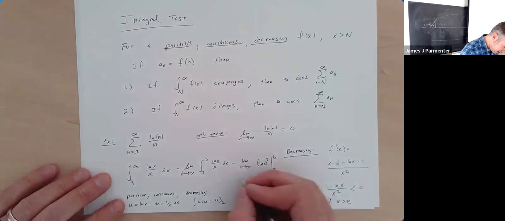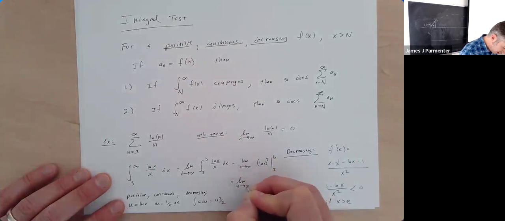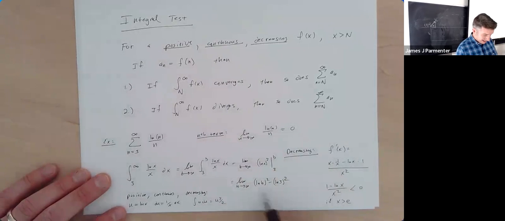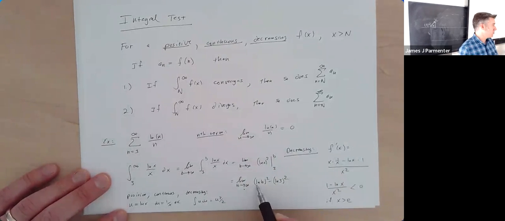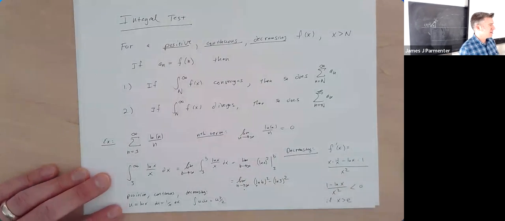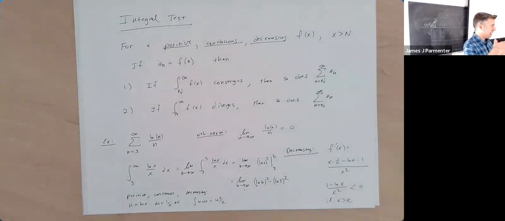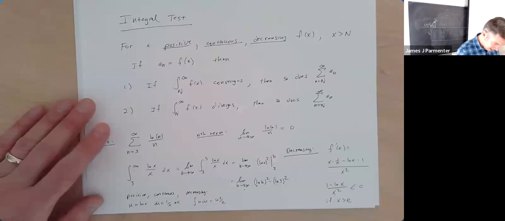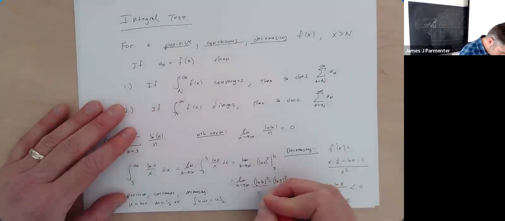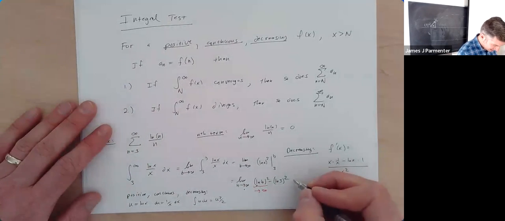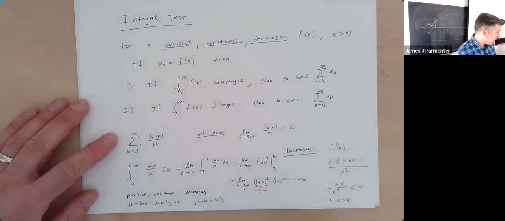And then we plug in our b and our 3. The limit as b goes to infinity of the natural log of b squared minus the natural log of 3 squared. And as b goes to infinity, what happens to the natural log? I always have to think about the graph. I think about the graph of the natural log. It's getting bigger and bigger and bigger, right? It takes a really long time to get larger and larger, but it does get infinitely large. This natural log of b does go to infinity as b goes to infinity. So this limit is infinite, which means our series diverges.